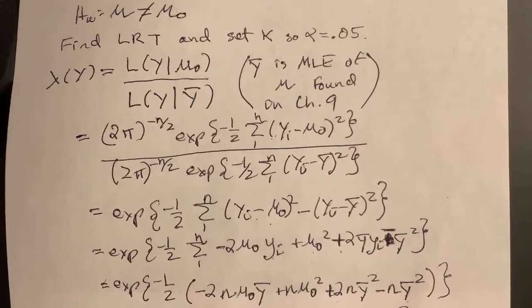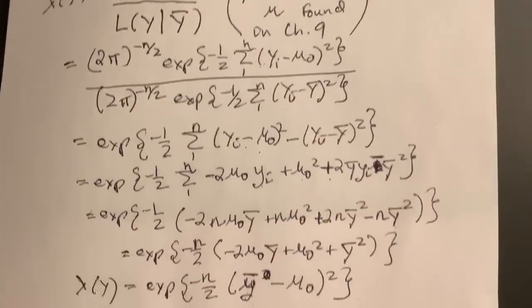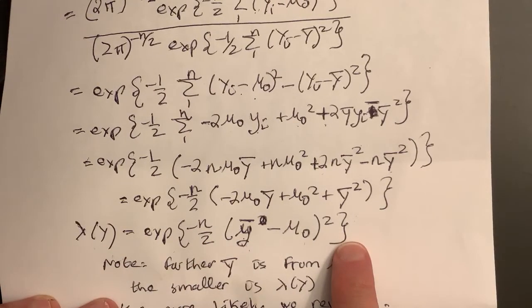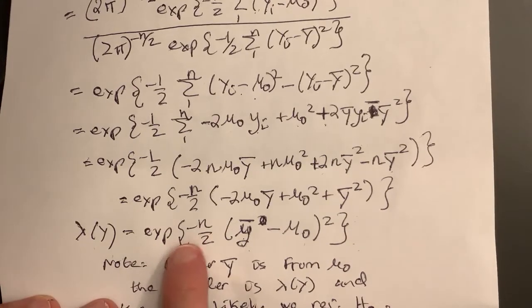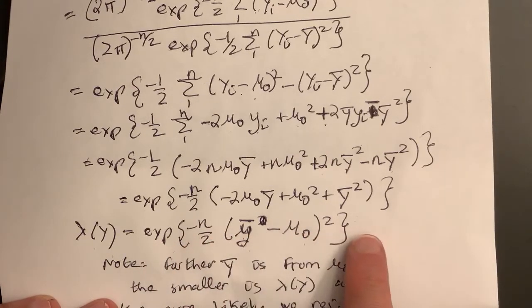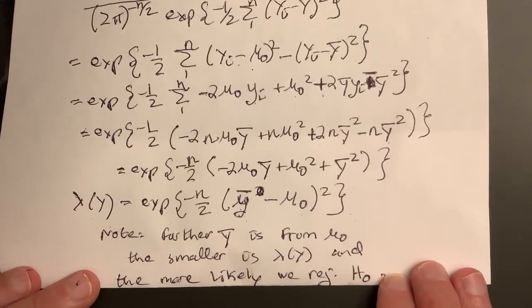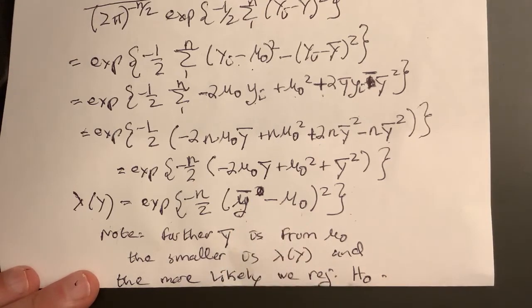And down there, the next line, I compute the likelihoods. I make cancellations. It's a bunch of algebra now. And I end up at this last step where the statistic is this. It's an exponential of a negative exponent, and the magnitude of this negative exponent depends on how far away y bar is from mu 0. So the further y bar is from mu 0, the smaller lambda of y, the likelihood ratio test statistic, will be, and the more likely, because of the form that we reject if lambda of y is less than k, the more likely we will reject h0. Further y bar is from mu 0, more likely we reject h0.